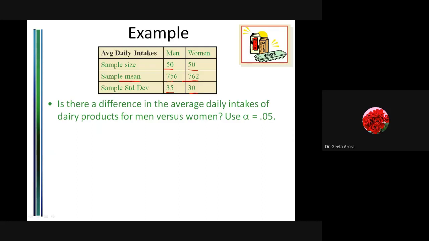So we are looking at whether the two things are different or the same. Whenever these types of things are said, same or different, we are looking for the difference of two means. Now you can see we are not talking about a population, just about men and women, which is a part of a population, and we are looking for the difference between their daily intakes. So how do we write it down? Let's see.